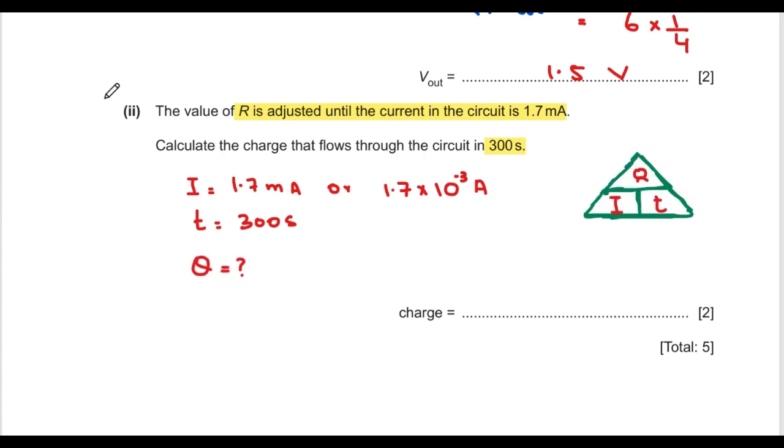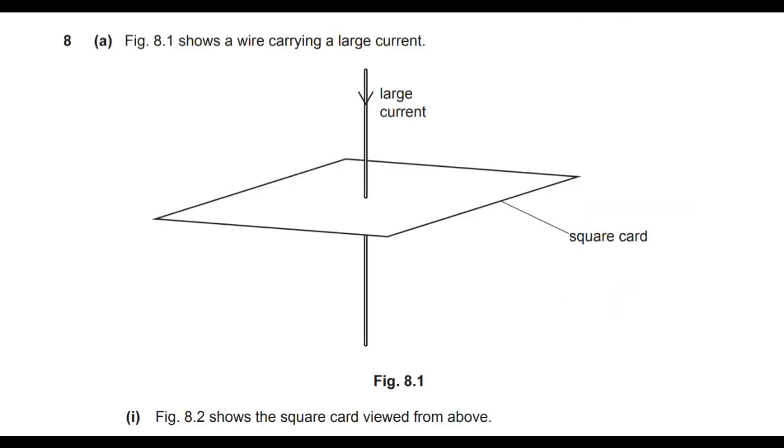And you know that the charge would be equal to current multiplied by time. So current is 1.7 × 10^-3, and time is 300 seconds. So the charge, to two significant figures, would be 0.51 coulombs.